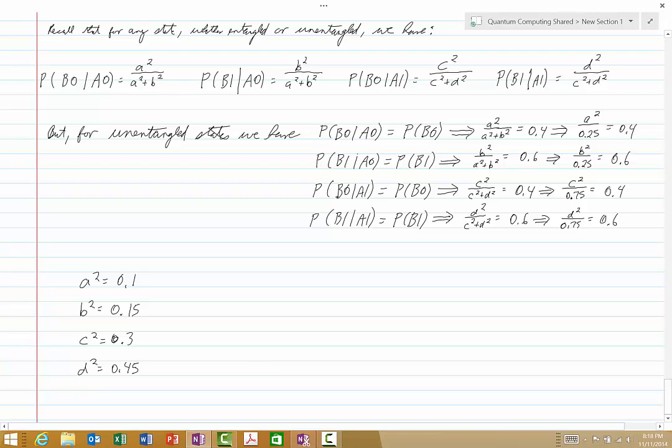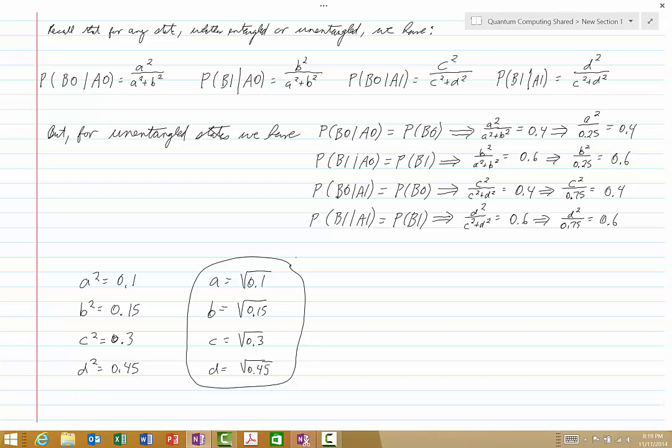And as a check, let's make sure that all these add up to 1. We would have 0.45 and 0.3 is 0.75, and 0.15 would be 0.9, and 0.1 is indeed 1. And so our final answers are A equals square root of 0.1, B equals square root of 0.15, C equals square root of 0.3, and D equals square root of 0.45. And those are your answers. Again, these were the answers that were given on the key in class.